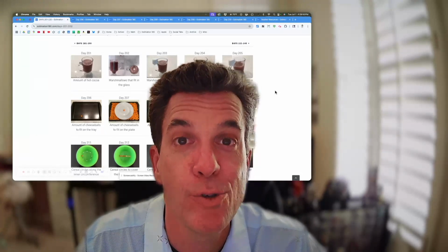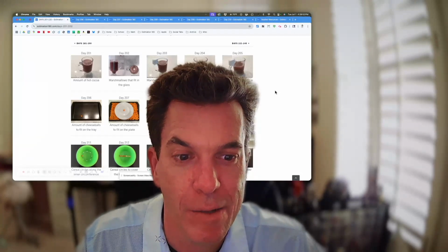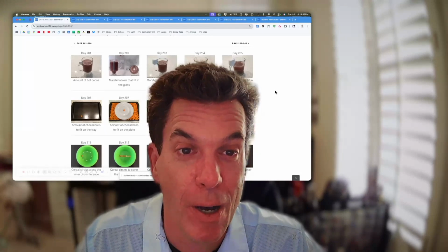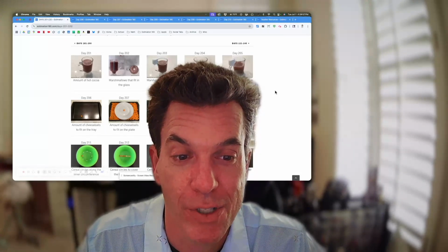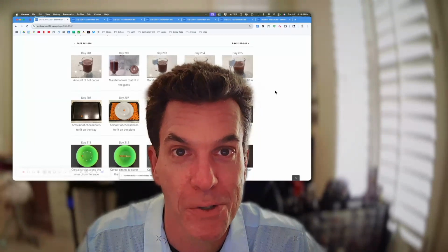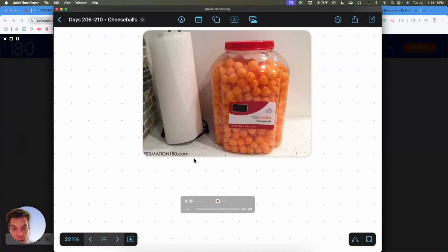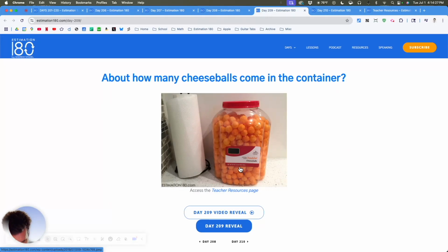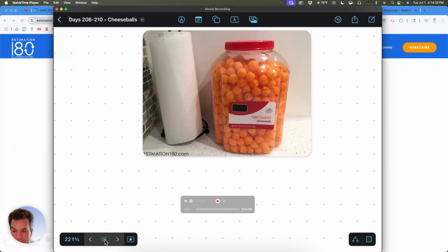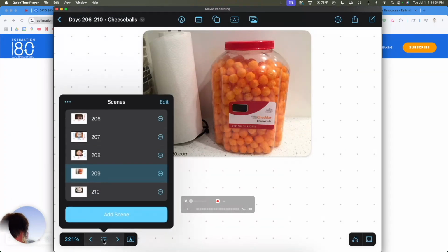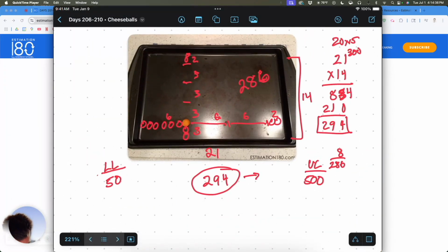We're on day 209, and it's the amount of cheeseballs in a container. So I'm having a blast. We'll see how this one goes. I'm worried about this one. This one's going to be a little hairy, I think. Oh, the container. Jeez Louise. Well, let me share my thinking with you. I'm thinking on this that if 205 was the largest amount we had.